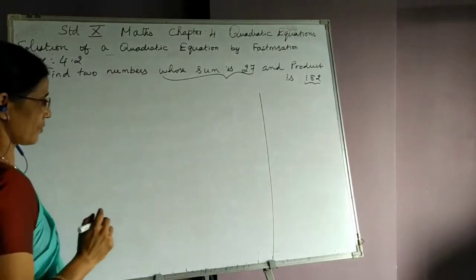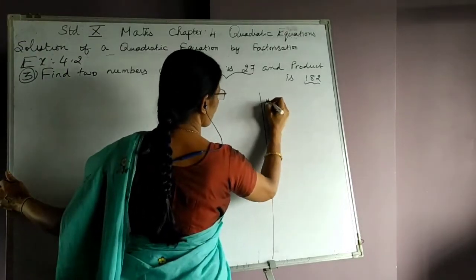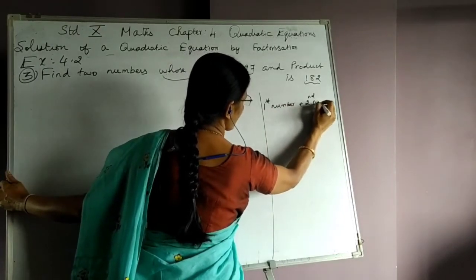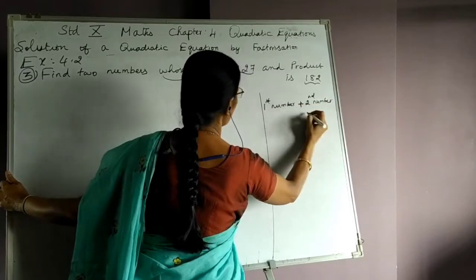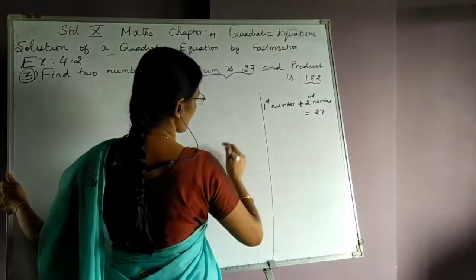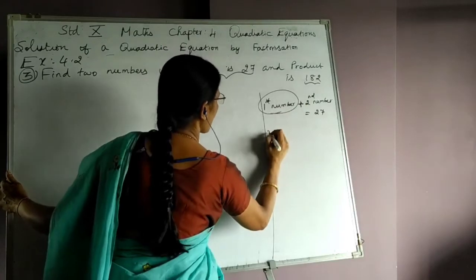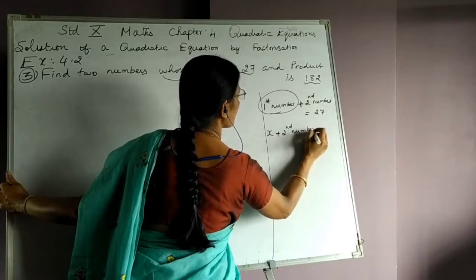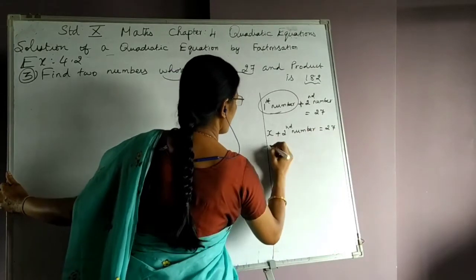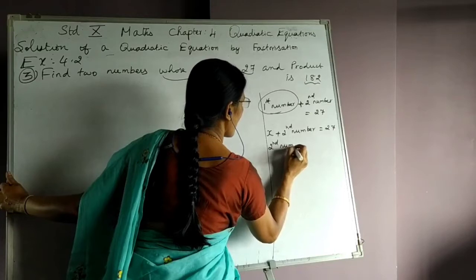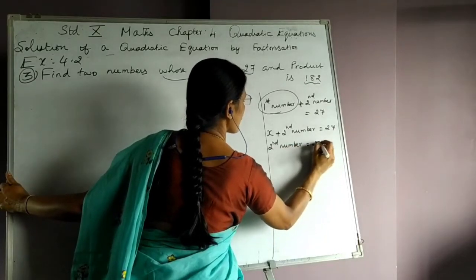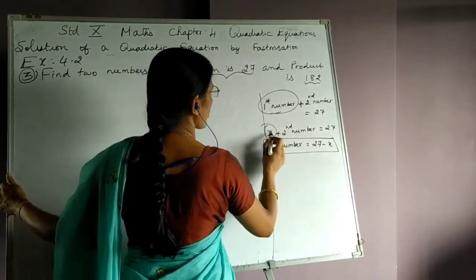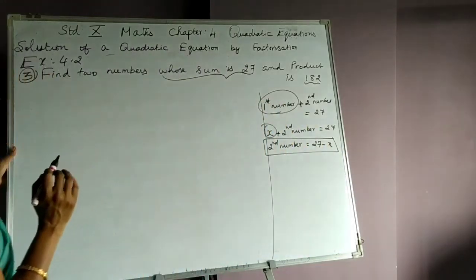There are 2 numbers. So first number plus the second number, sum of. So we have added first number plus second number is 27. I take the first number as x. So x plus second number is how much? 27. Therefore, what is second number? Take x to the other side. Second number is 27 minus x. So if I take one number as x, what will be the other number? The other number is 27 minus x.